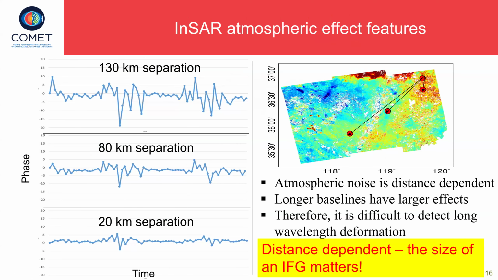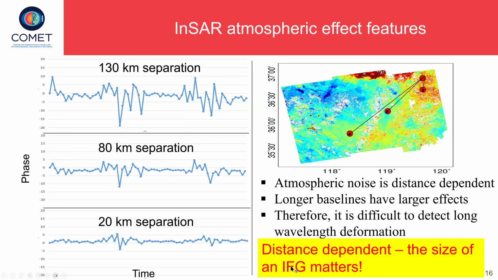And because of this long wavelength effect, the noise level in our deformation time series is distance dependent. It really depends on the size of the interferogram. The longer the baseline, the larger the noise level. If you are measuring the relative deformation between two points separated by a short distance, for example 20 kilometers, you have a very low noise level, so the tropospheric error is relatively small. But if you are measuring long baseline deformation, for example separated by over 100 kilometers, you will encounter a much larger noise level because of the troposphere.